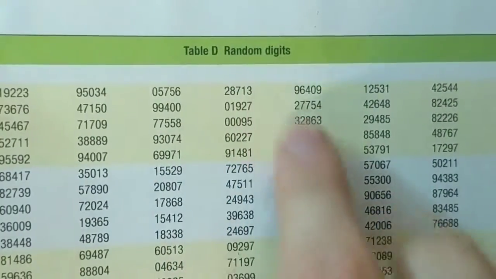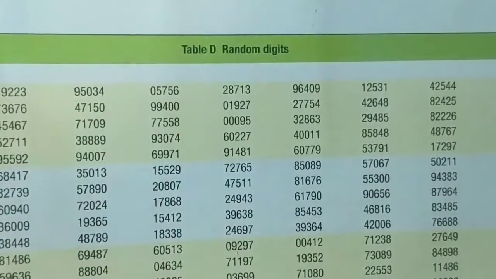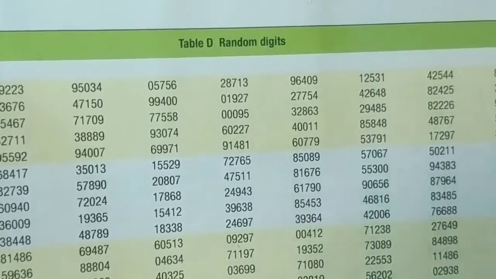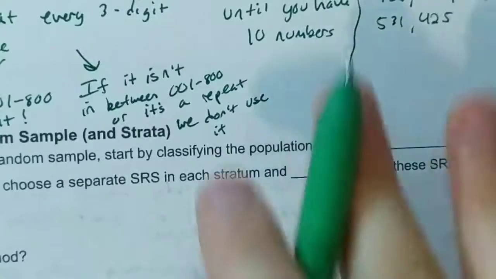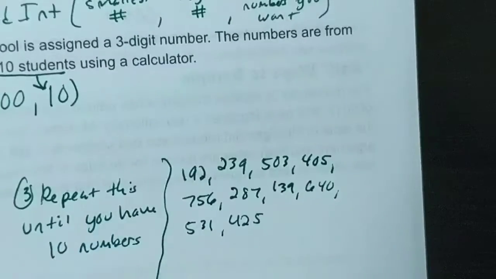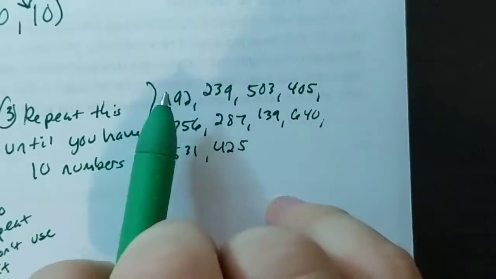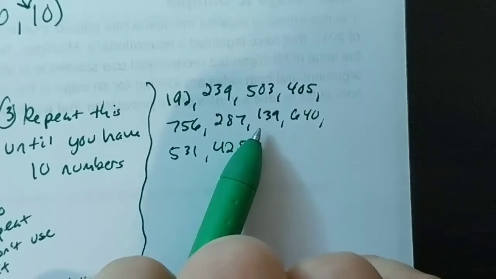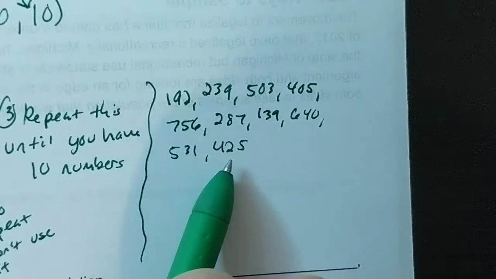So that would just be one type of example out of literally an infinite number of ways of actually finding random digits. And we come up with an actual number list that looks like that. 192, 239, 503, 405, 756, 287, 139, 640, 531, 425.